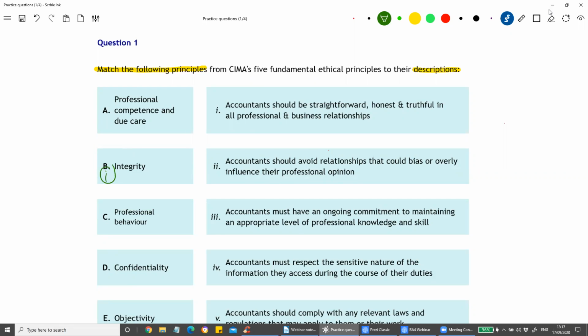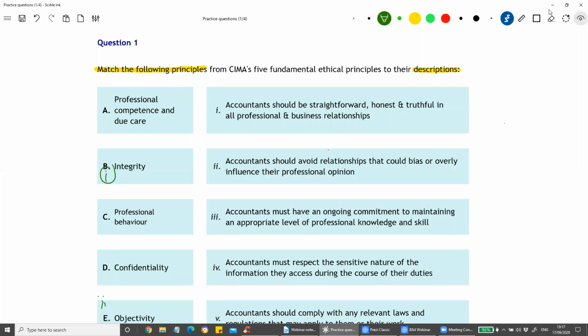Okay. Let's move on to our second option, which is accountants should avoid relationships that could bias or overly influence their professional opinion. Now, of course, we've just gone through this criteria, but this is about making sure that accountants only trust their own judgment, and that judgment isn't swayed by any external factor, which is, of course, objectivity. So I'm just going to put 2 there. Then we're going to go on to number 3.